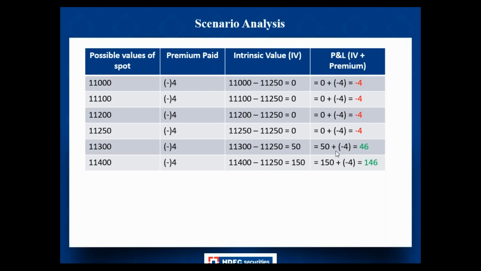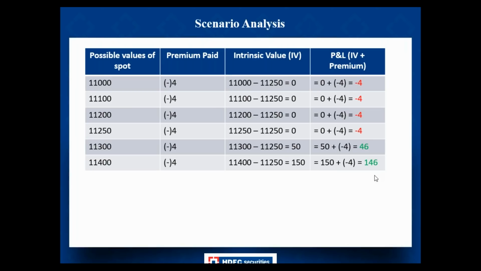What would your P&L be? Because you've already paid 4 rupees and you're getting 50 rupees, you just have to subtract it. So your profit would be 46 rupees. Similarly, if the Nifty expires at 11,400, you just subtract the strike from 11,400. You'll get 150. That's your intrinsic value, and your profit would be 150 minus the premium that you have paid, 146. So this is how a scenario analysis works for a call option buy.